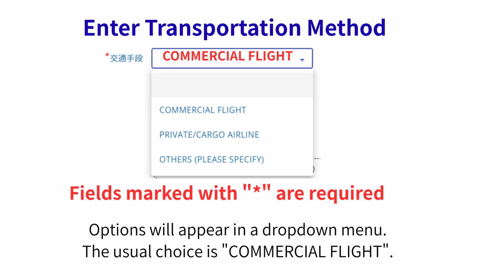Next is the type of transport entry. This field also has an asterisk, so selection is required. Click the input box to open a drop-down menu. In most cases, you should select commercial flight, which means a regular airline service. Other options include private or cargo airline and others, but for tourism or general travel, commercial flight is the appropriate choice.